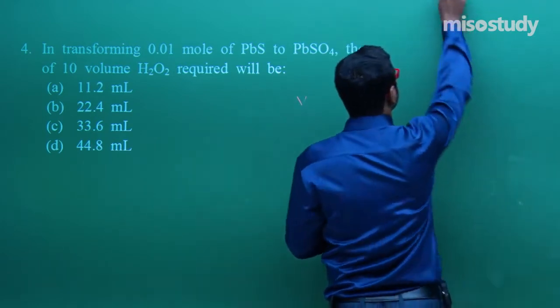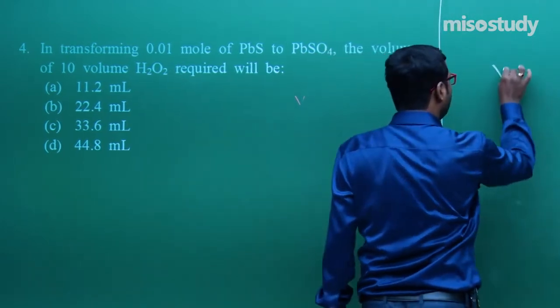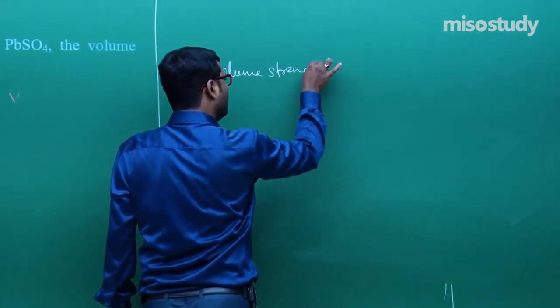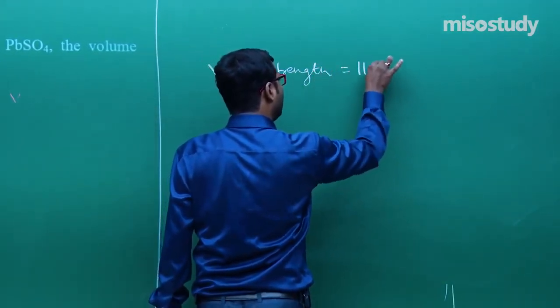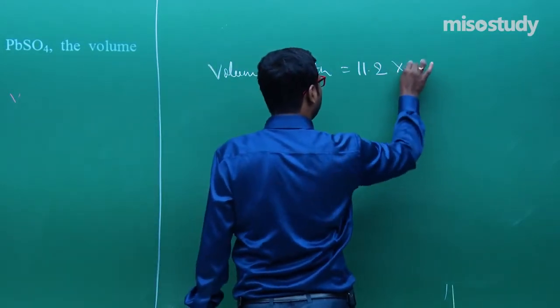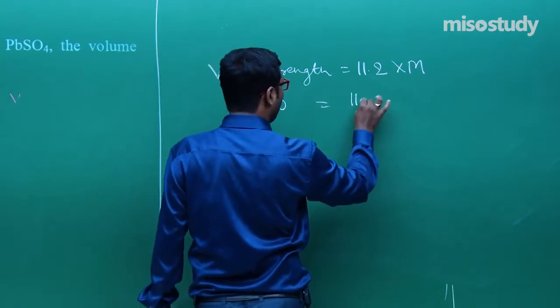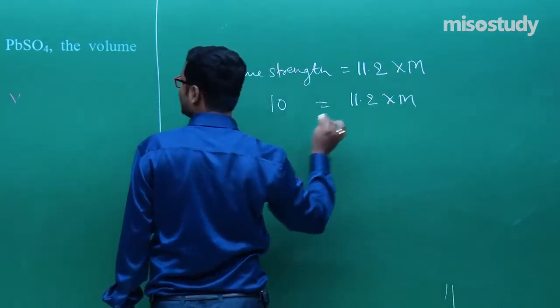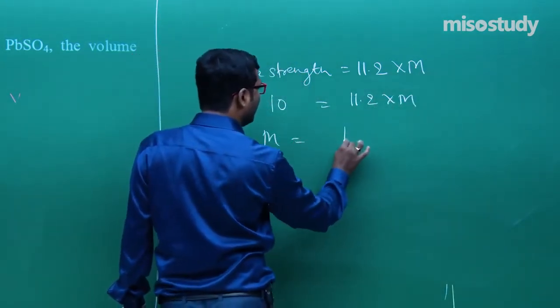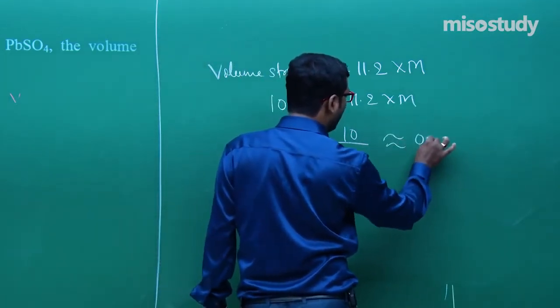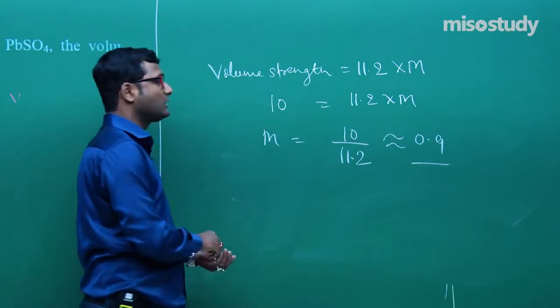Volume strength will be equal to, the short method, 11.2 into molarity. Clear? What is volume strength here? Put here 10, 11.2 into molarity. Yes, sir. Then molarity is equal to 10 upon 11.2. It will be around 0.9. Clear? We got the molarity.